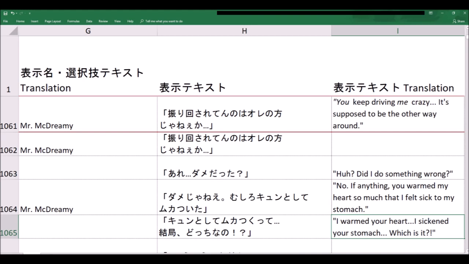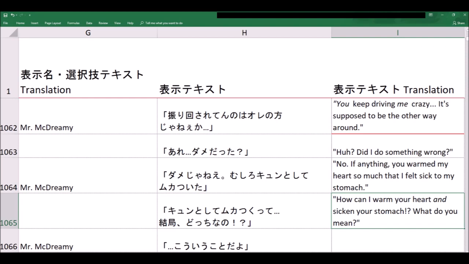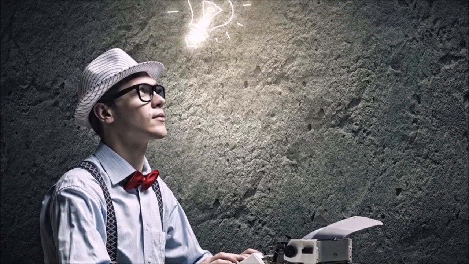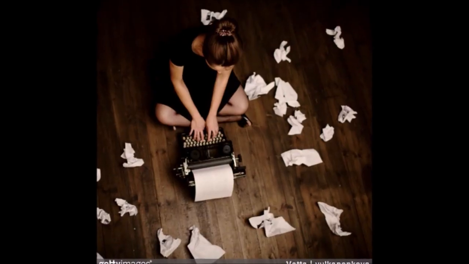And I could have stopped there. I could also translate it as, did I warm your heart or sicken your stomach? Make up your mind. Or I could go with, how can I warm your heart and sicken your stomach? What do you mean? I eventually went with this one when I was making these image files for this video. But in hindsight, I actually prefer I warmed your heart, I sickened your stomach. Which is it? This is how translating fiction really can be a lot like writing. There are many different ways to express emotionally driven sentences.